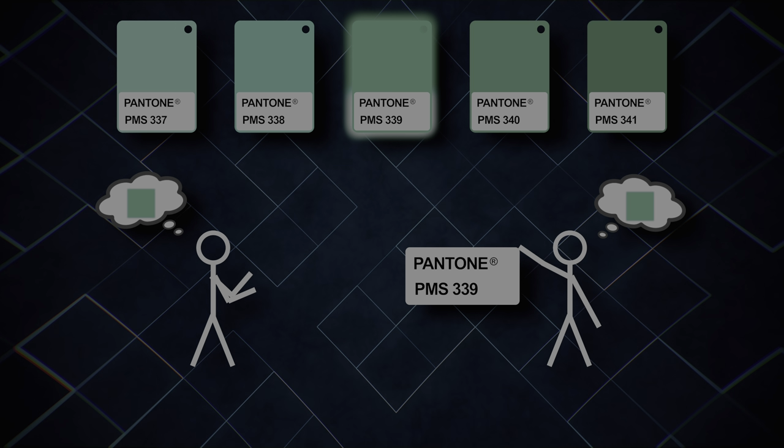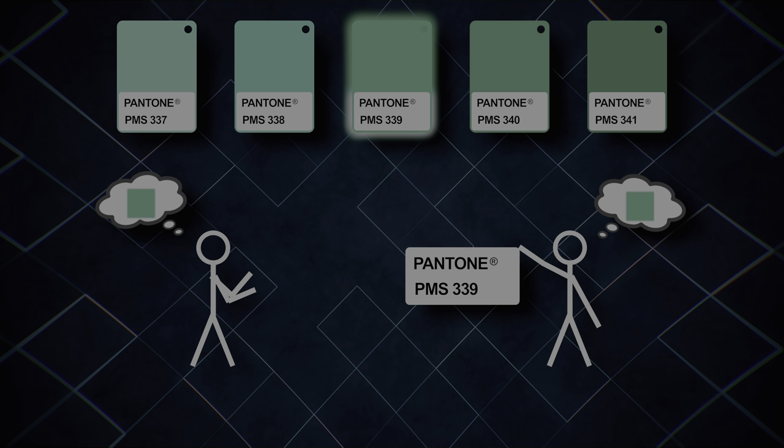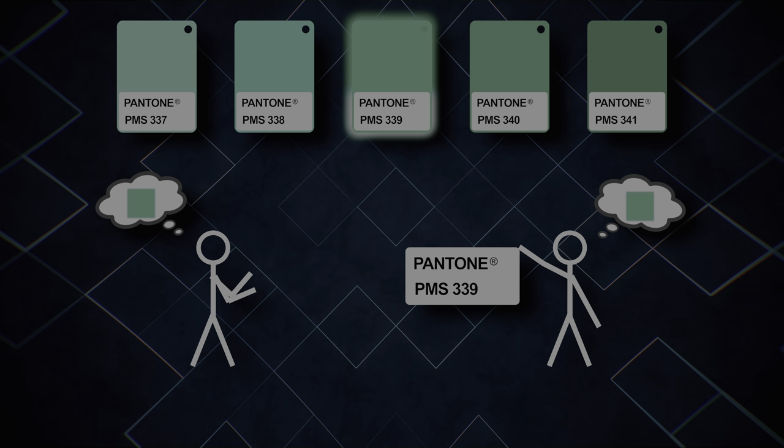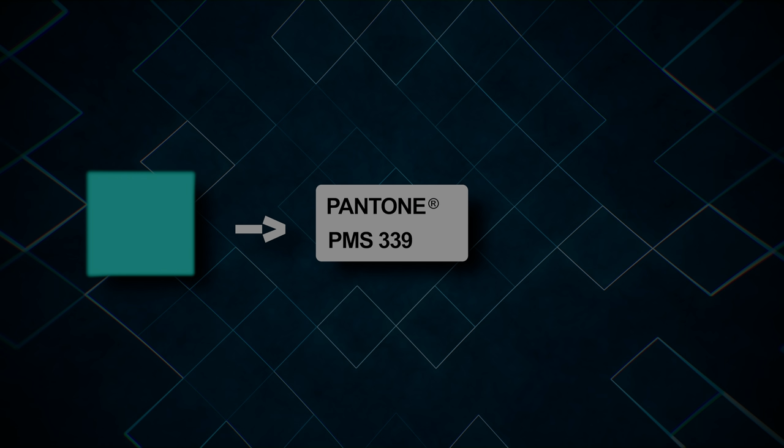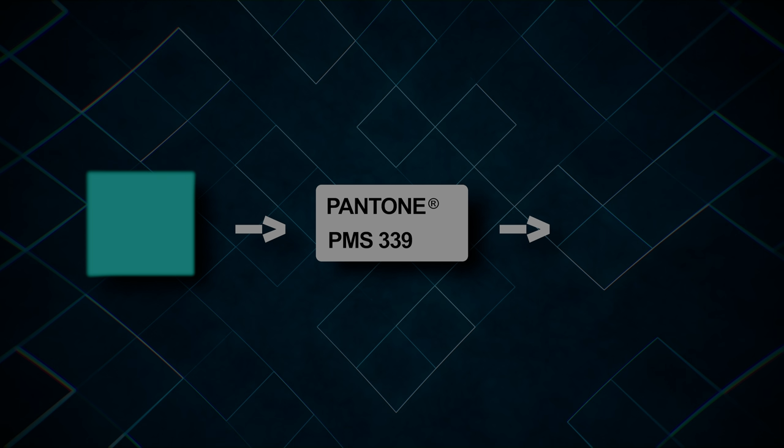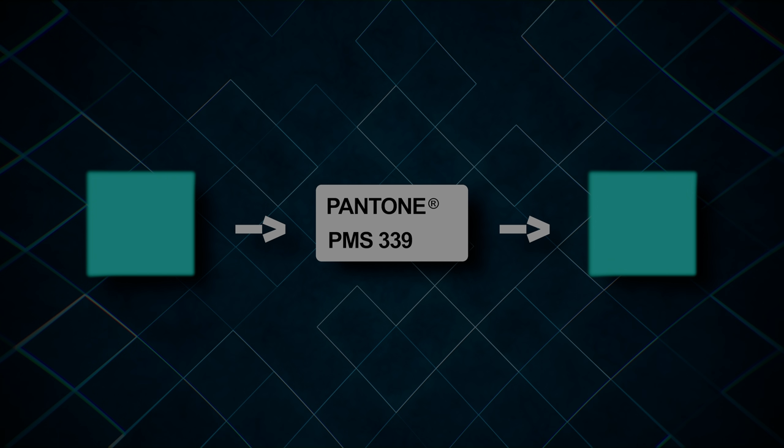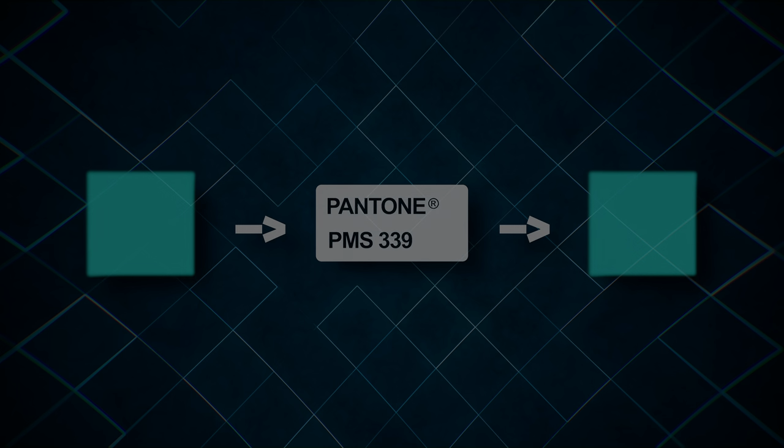So we can see how the Pantone color space enables a much greater degree of precision when choosing colors. It allows someone to take the subjective color sensation in their mind and express it as an objective quantity, which another person can use to recreate the exact same color sensation. Now that's great and all, but how are color spaces relevant to digital video?